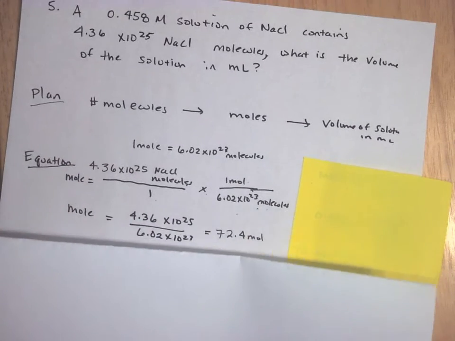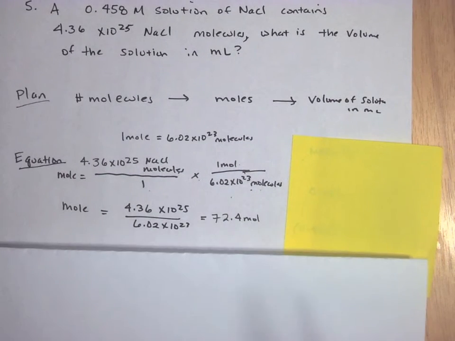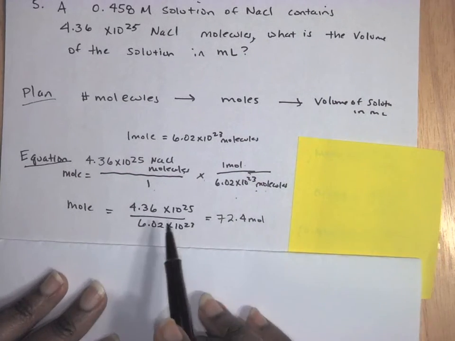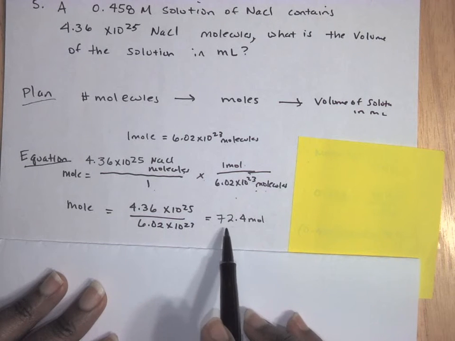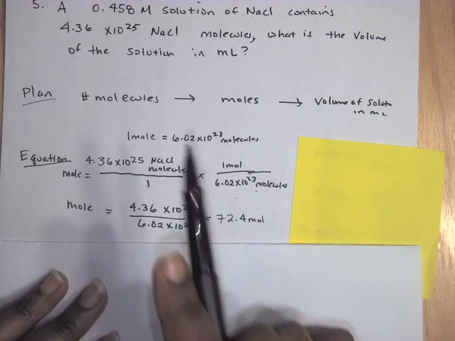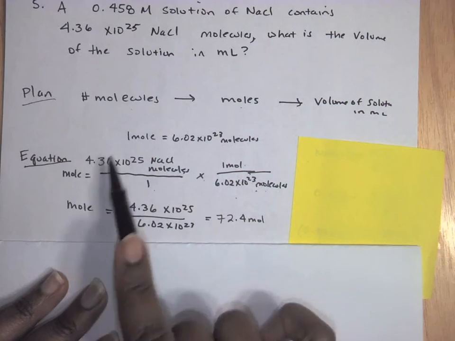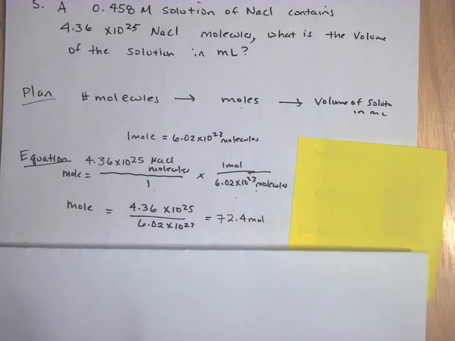And then of course I go ahead and do my math. I plug this into my calculator. Again, I've shown you that 2 times in the previous video, so I'm not going to spend time showing you that here, but this is the math. I divide those out and I get 72.4 moles. So all I've done so far is go from molecules to moles by plugging my information into a dimensional analysis setup. Not quite an equation, but that's what we use when we're going from moles to number of molecules and vice versa. Now the next thing is I want to go to volume of solution.